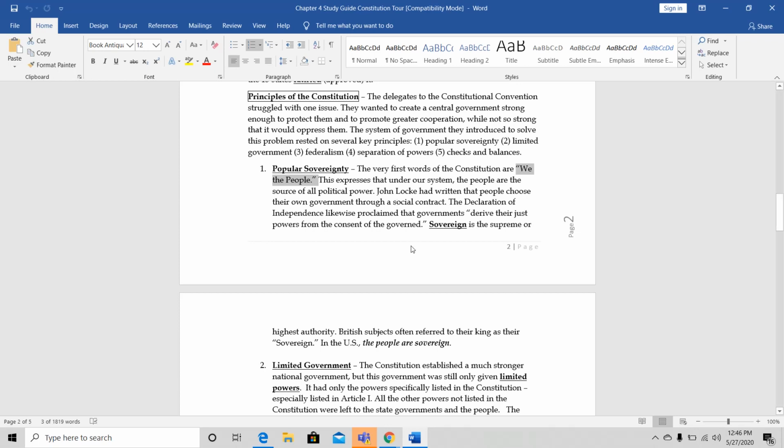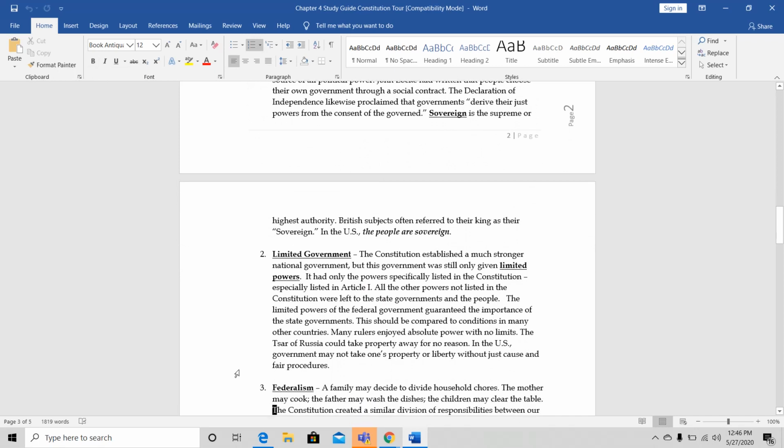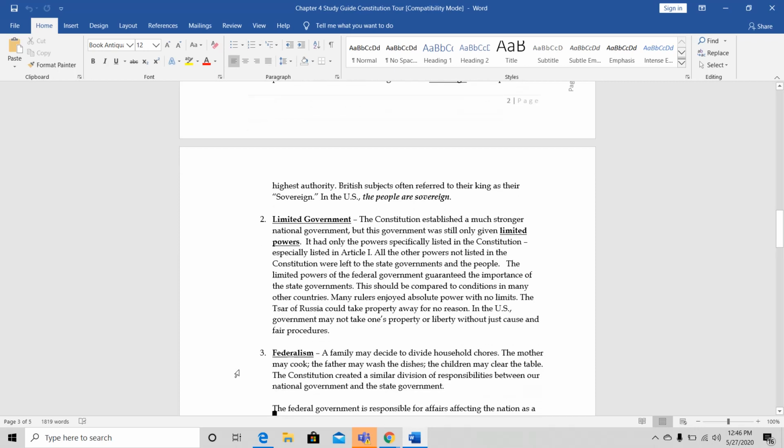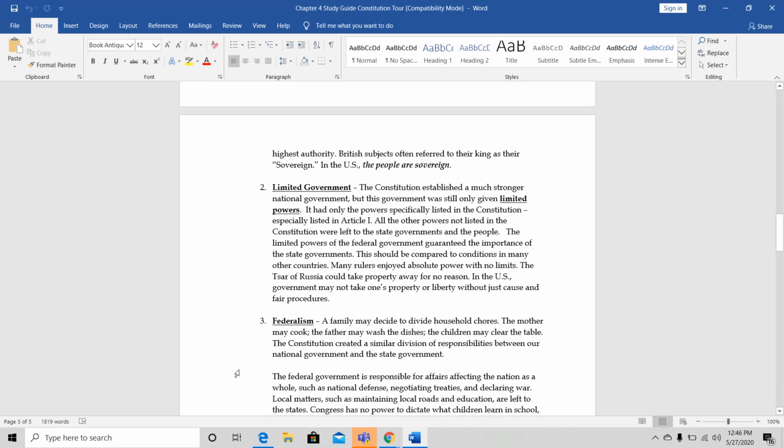Okay, what about the second one, limited government, Rose? Limited government means yes, we have a very strong national government, but the only powers they have are the ones actually listed in the Constitution, along with the implied part of it, of course. The states are going to have some powers too, and we'll get into that in depth later. But once again, they're limited. They can't do just anything that they want to do.